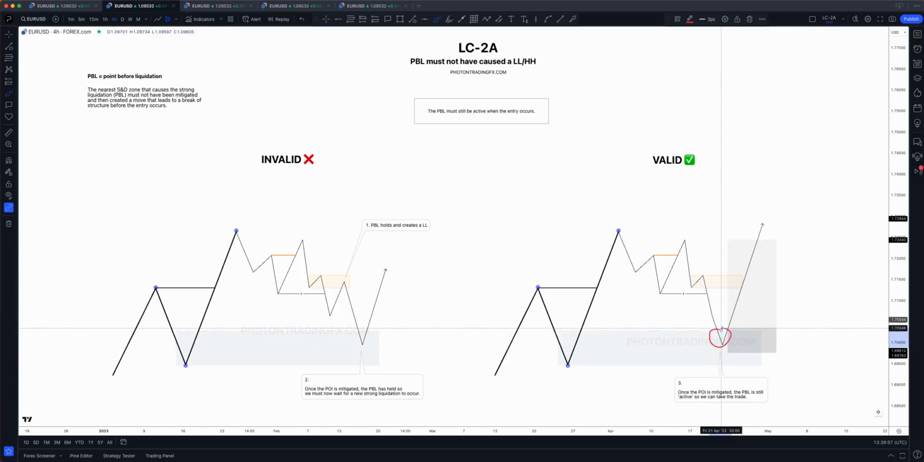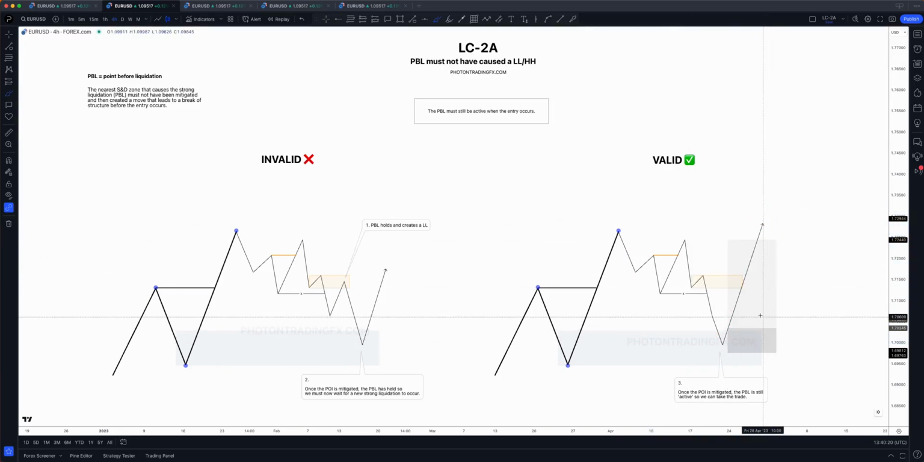But once we get the mitigation and we look for that, what's the key difference here? Well, when we identify the PBL, which is the supply that liquidated this low, is it still active? Yes, price has not mitigated it at this point. When price is here, it has not mitigated it and it has not caused a new low. Therefore, that's a way we define that this liquidation is still relevant to this POI and this bullish idea.